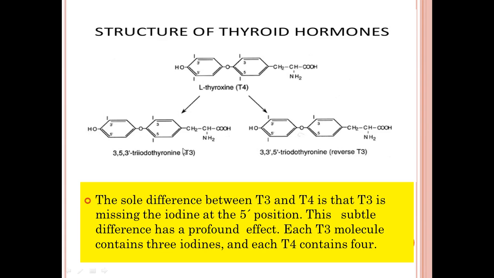The T3, which we consider the biologically active one, we will see it misses iodine at this site, the 5'. We have another product, reverse T3, which is biologically inactive. We call it reverse T3, which is missing iodine at the position of 5 at this position. So generally the structure of thyroid hormone is a tyrosine amino acid bound to iodine.